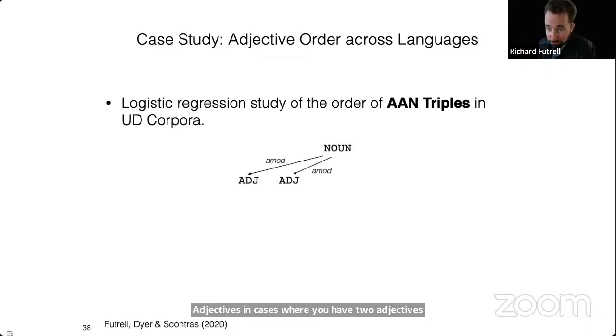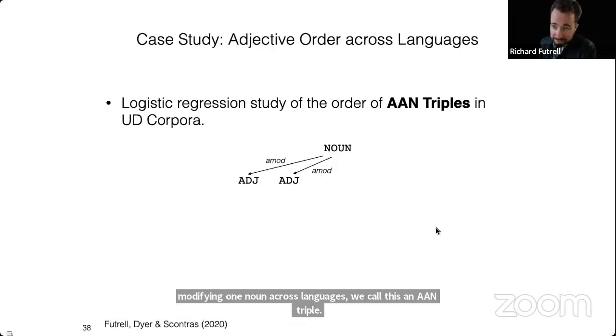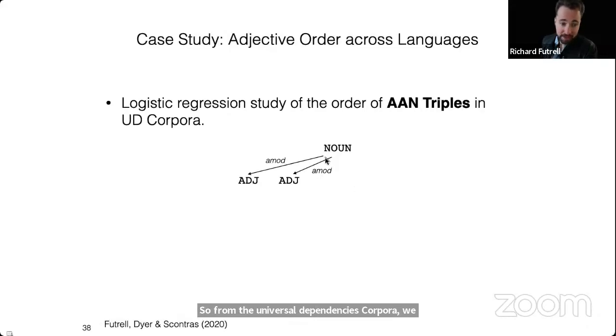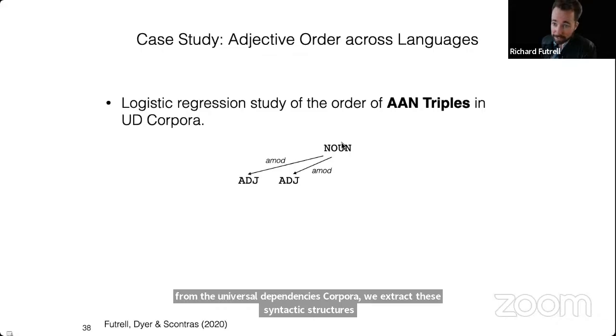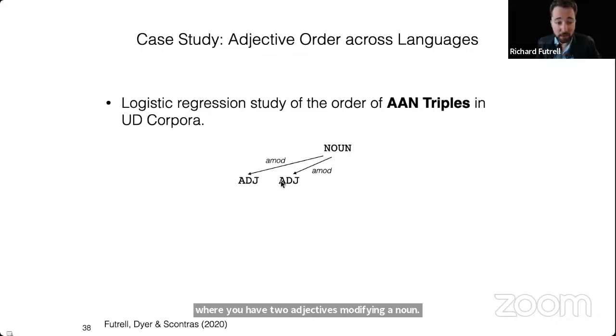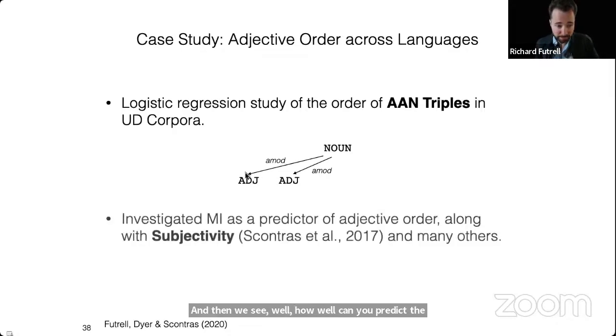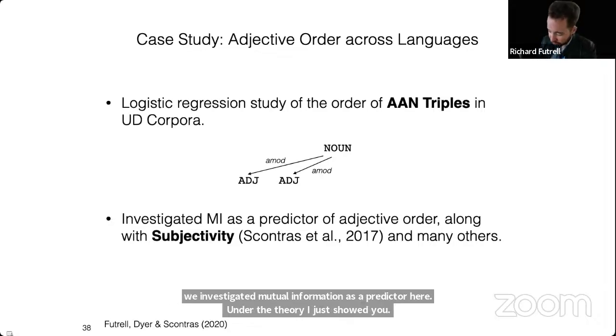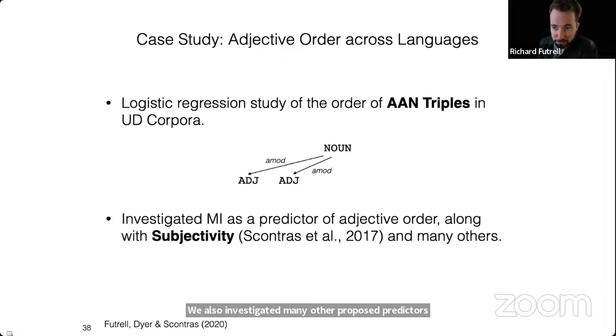So from the universal dependencies corpora, we extract these syntactic structures where you have two adjectives modifying a noun. And then we see, well, how well can you predict the order of those two adjectives modifying the noun? And we investigated mutual information as a predictor here under the theory I just showed you. We also investigated many other proposed predictors of adjective order from the existing literature, including the subjectivity of adjectives and many, many other predictors.